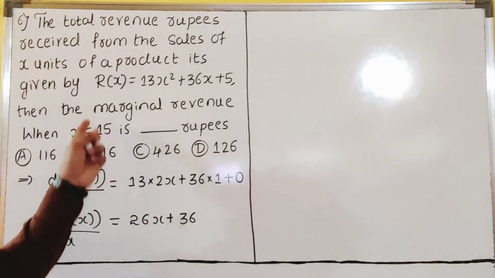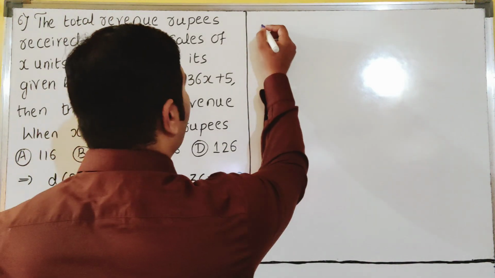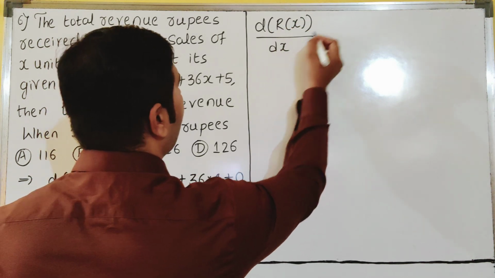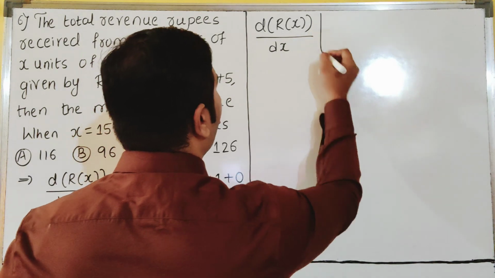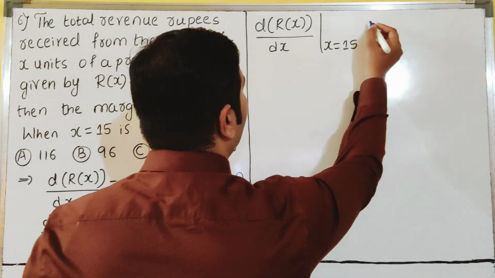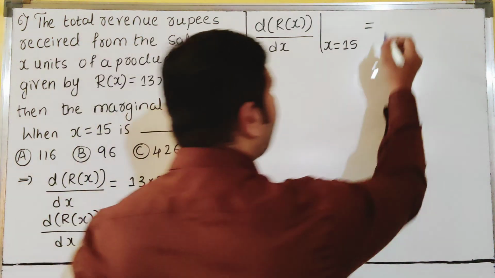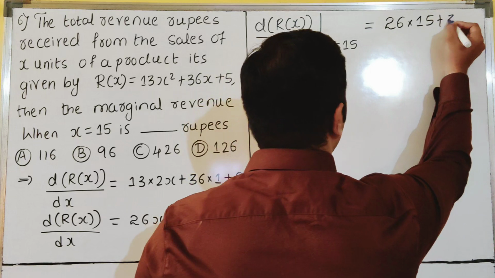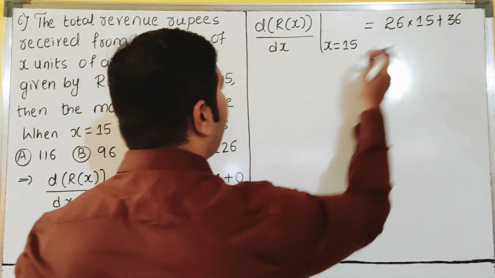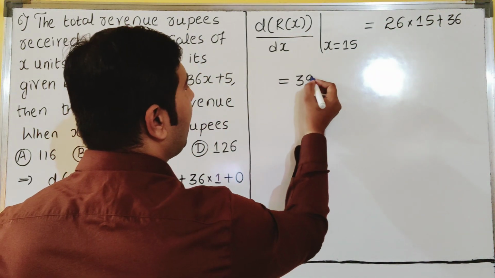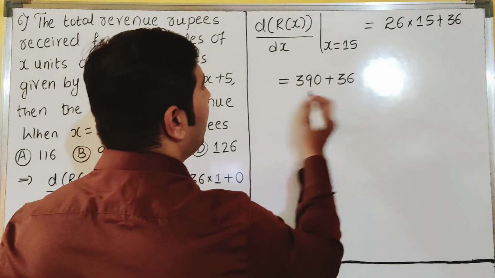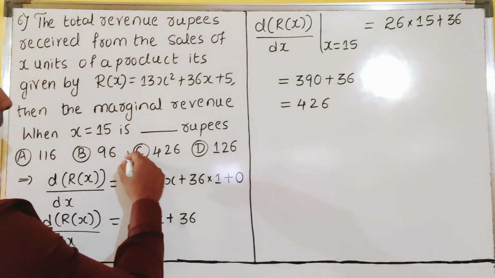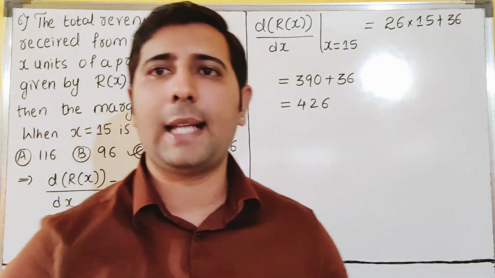Fine. So now x value is given as how much? 15. So just substitute the 15 value here, dear students. D of R of x divided by dx. When x value is given as 15, substitute 15 here. 26 into 15 plus 36. So 15 into 26 is how much? That is 390 plus 36. If you add them, we will get 426, dear students. So our option is matching with C. C for Congo. Congo is the answer, dear students.